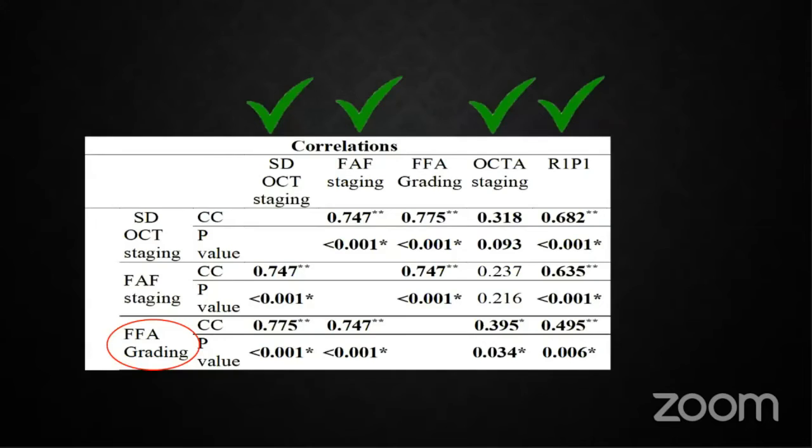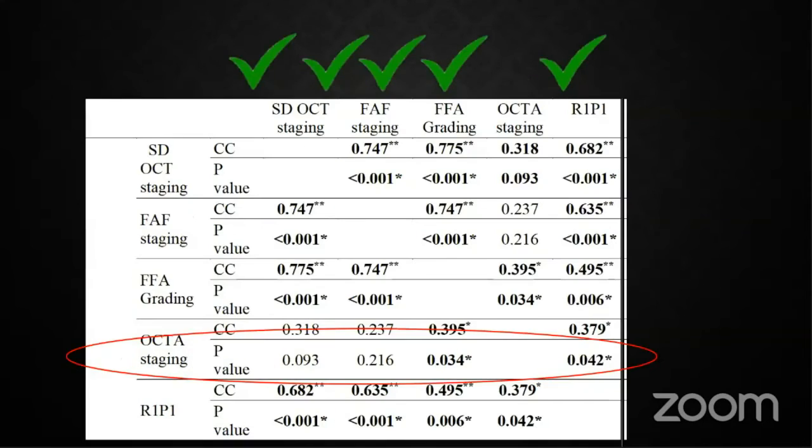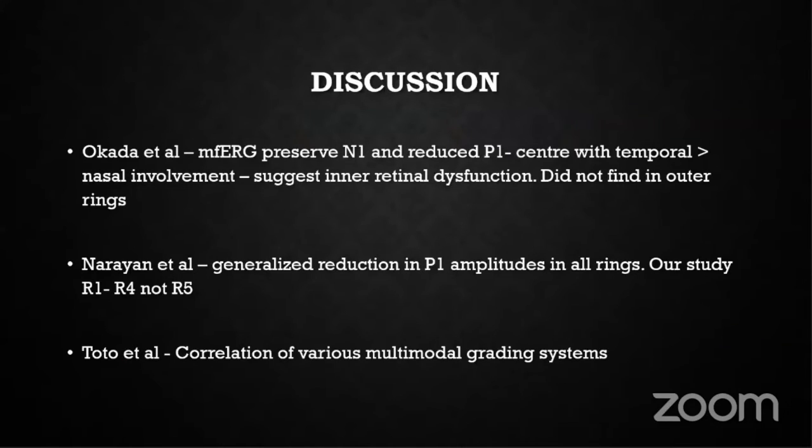But in contrast, FFA correlated well with all the imaging modalities, including OCTA. OCTA has positively correlated with all the imaging modalities, but it was only significant with FFA grading and R1P1 amplitude. And R1P1 amplitude has correlated positively and significantly with all the modalities. Coming to discussion, Okada et al. found MFERG preserved N1 and reduced P1 responses. That means photoreceptor is not involved, and it suggests inner retinal dysfunction, and center and temporal part is more involved than the nasal part, and outer rings were not involved.